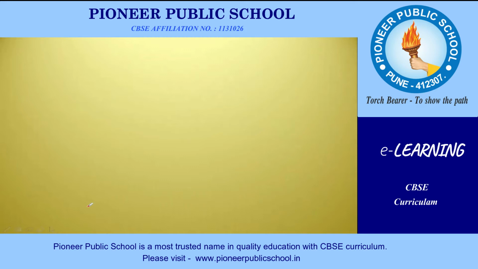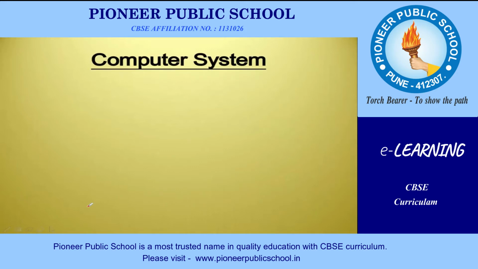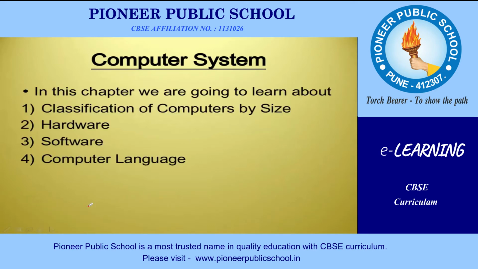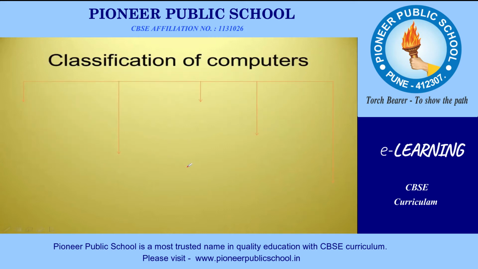We are going to cover these 4 points. First, classification of a computer by its size. Then our second point is hardware. Third point is software, and last point is computer language. Computer language means what? Like we are speaking in English, Hindi, Marathi, or Kannada. Like this, computer has many languages. So we are going to learn some basic languages in this lesson also.